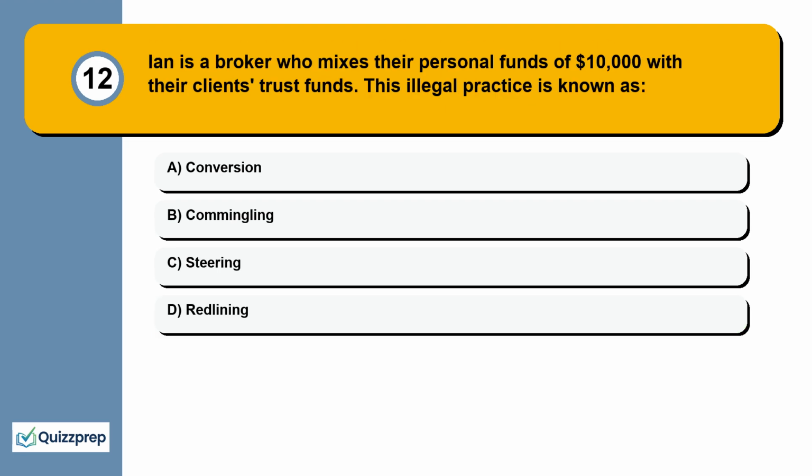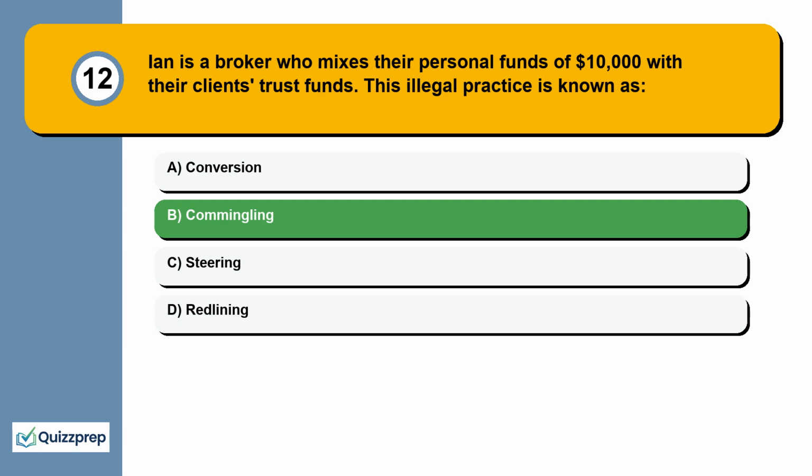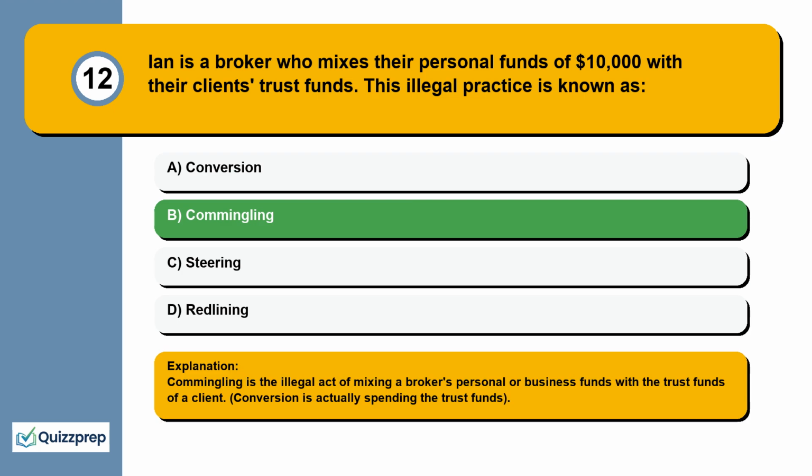Question 12. Ian is a broker who mixes their personal funds of $10,000 with their clients' trust funds. This illegal practice is known as conversion, commingling, steering, redlining. Commingling is the illegal act of mixing a broker's personal or business funds with the trust funds of a client. Conversion is actually spending the trust funds.